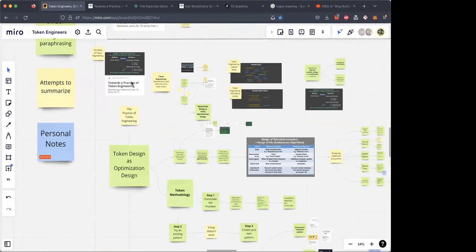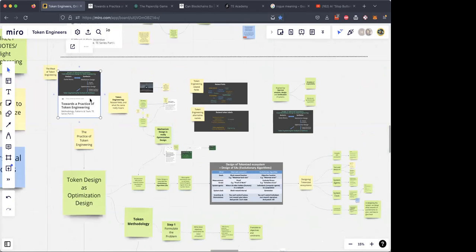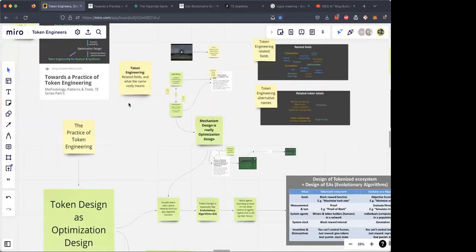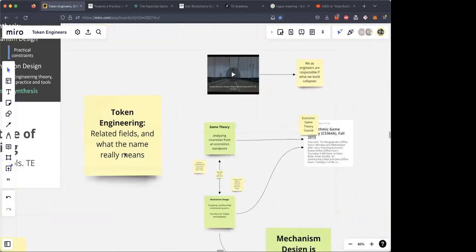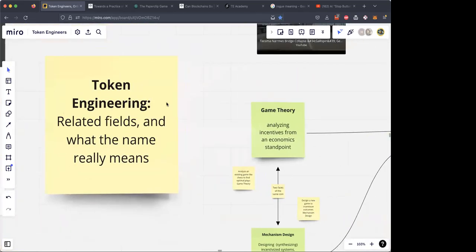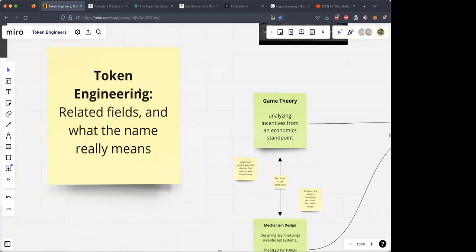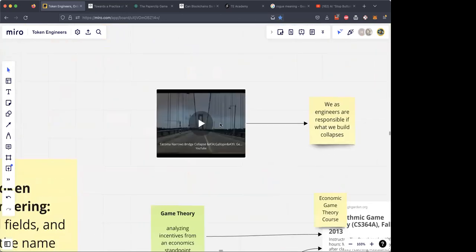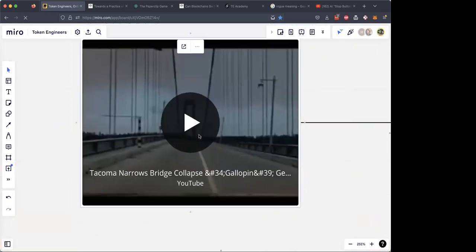All right. So the second paper is kind of the foundations of token engineering, I think. This is cited as the Medium article that sets out the stage for what token engineering is. Right. And it starts out by just looking at related academic fields and why it came up with this name, what it means. And it starts out with this video. You guys are familiar with this one? This is the Tacoma Narrows Bridge collapse.